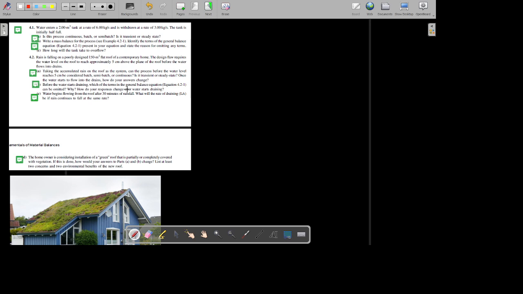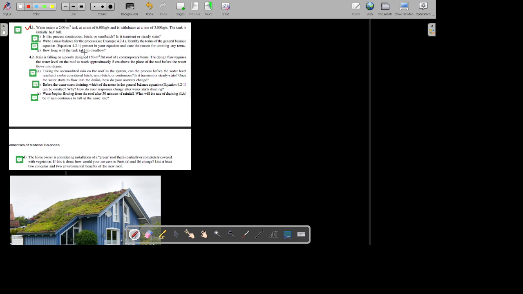Today we are going to solve some problems related to material balance, and the problems are taken from the fourth edition of Elementary Principles of Chemical Engineering by Felder and Rousseau. So let's move in. In the first problem, let's see what is said.